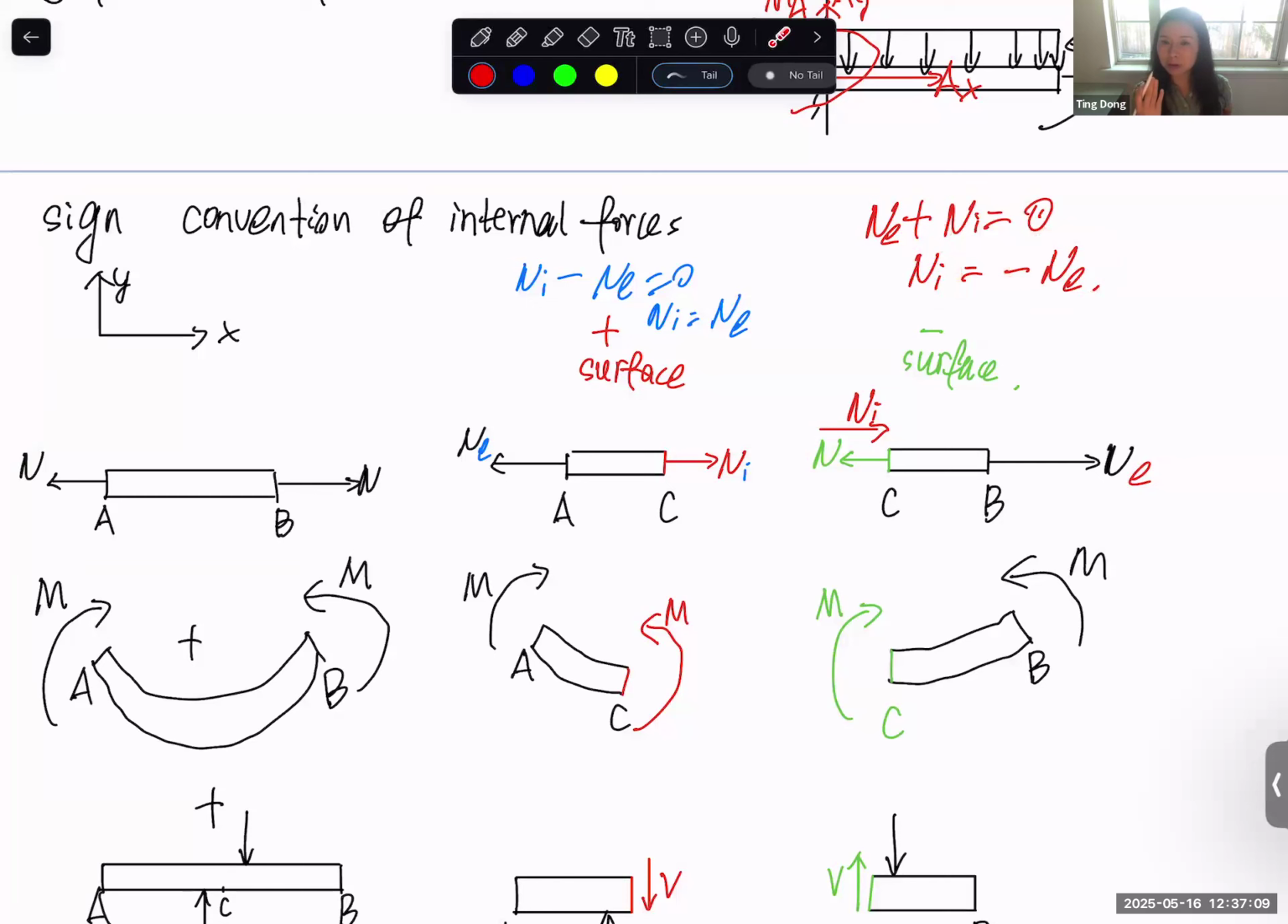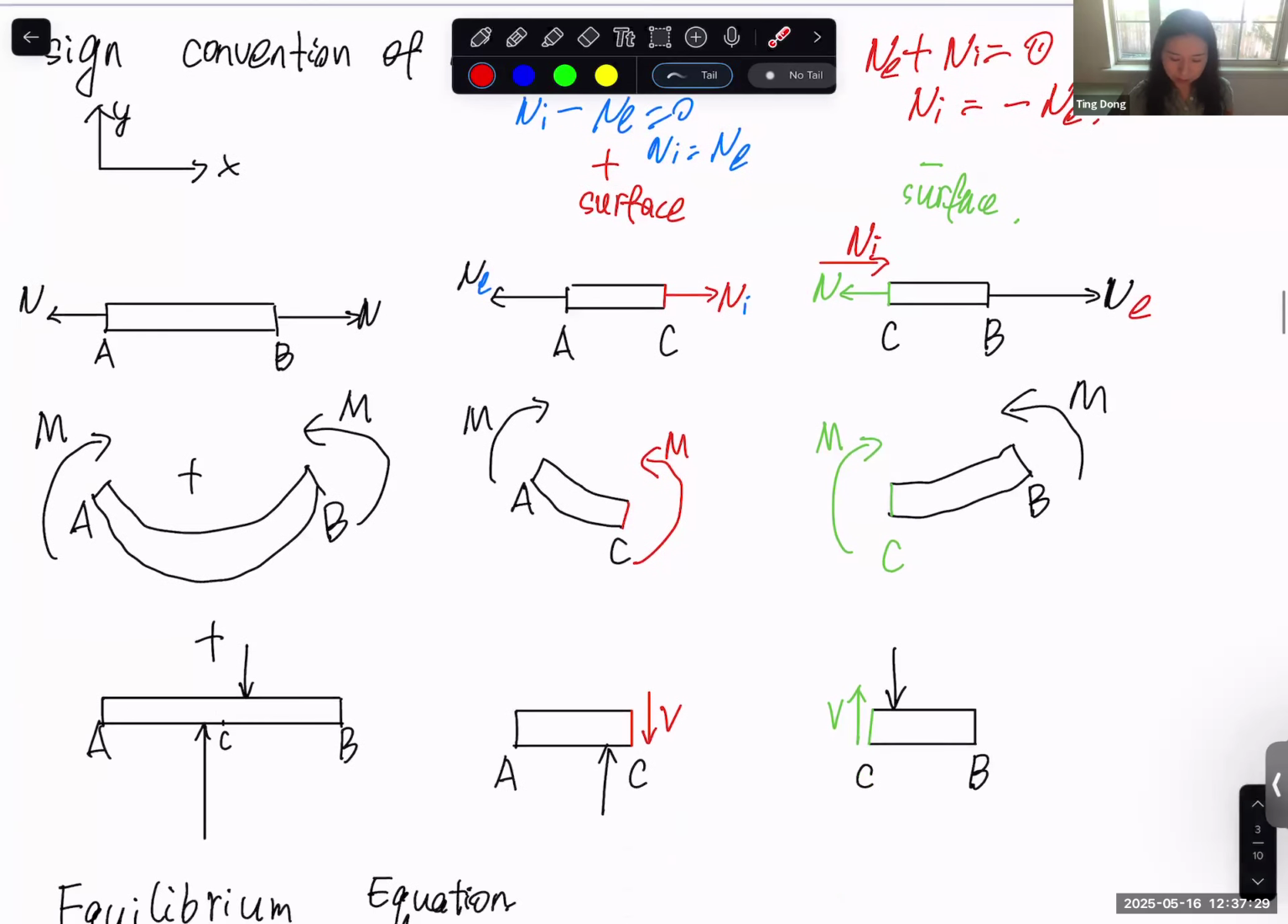Then the confusing part becomes: wait, this is tension. Why do I use the left side and the right side for the calculation? I should always get a positive value, but here I get a positive value only when I use the left section and a negative value when I use the right section. This is why we always need to be very clear about the sign convention.